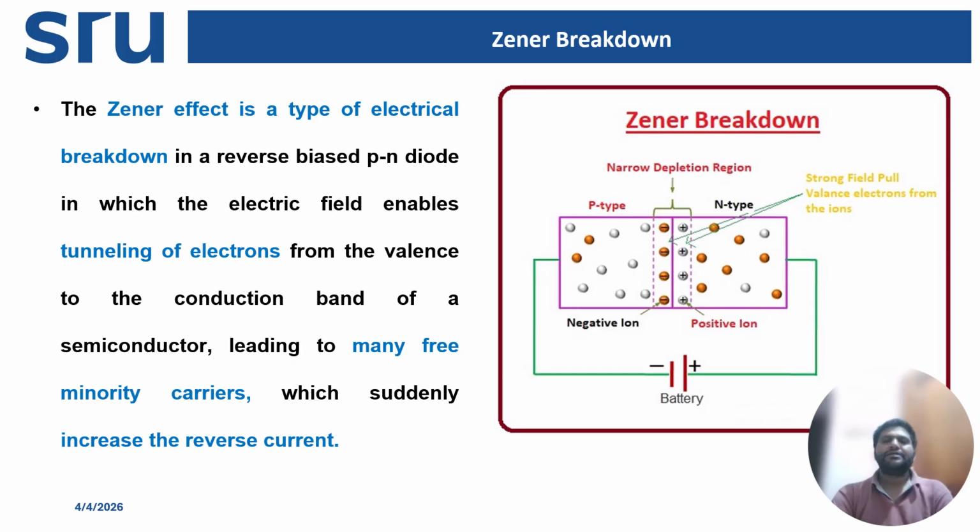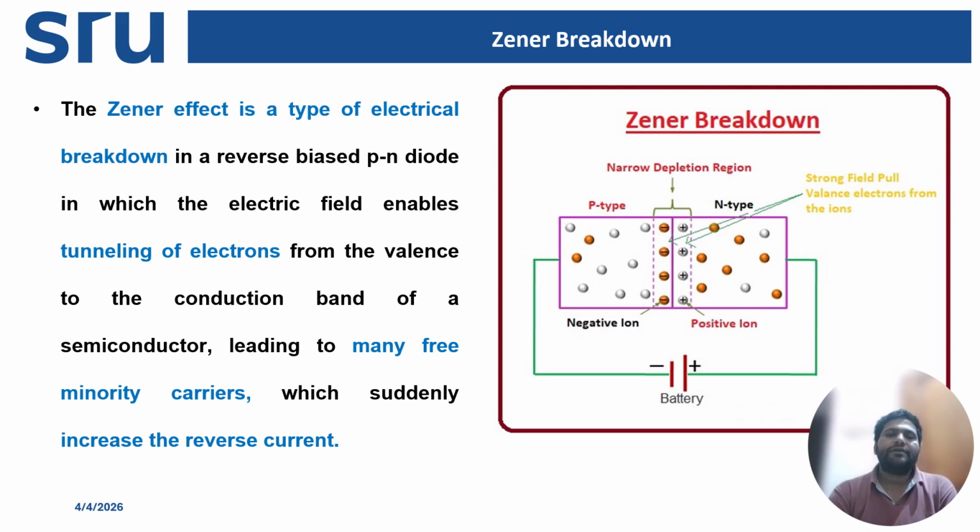Because the depletion region is very thin, even a small increase in reverse voltage creates a very intense electric field. This strong electric field pulls electrons directly from the valence band. Electrons jump to the conduction band. This process is called quantum tunneling, and no collision is required. So electrons tunnel through the energy barrier. A large number of free charge carriers are generated and the reverse current increases.